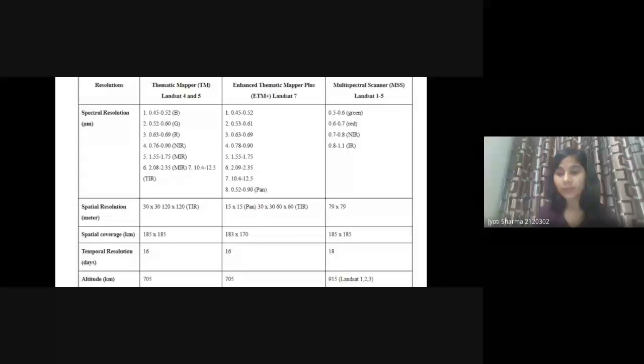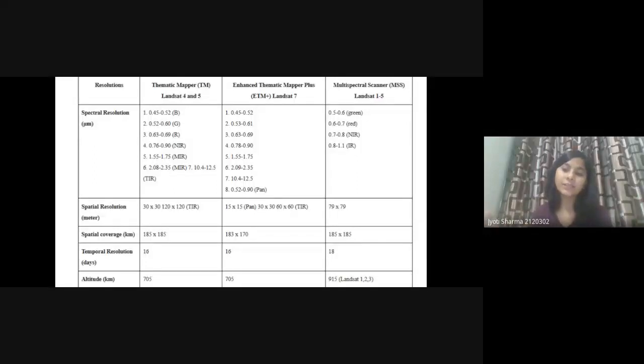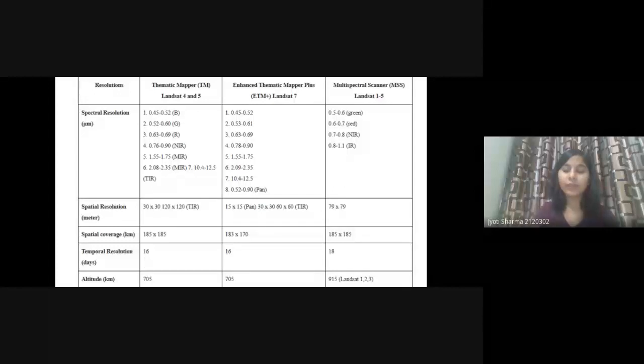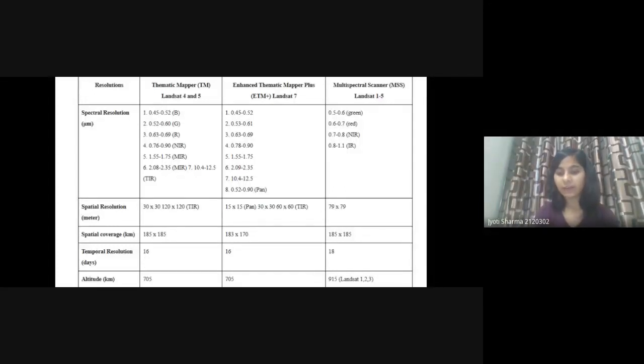Then we have the temporal resolution. For example, Landsat 4 and 5 give you data every 16 days. After 16 days, it will give you one image, and after another 16 days, another image. So 16 days, and 18 days. Then we have the altitude. What is the altitude of our sensor or satellite? This is 705, 705, and so on. So this is the kind of information we need before downloading our satellite data.